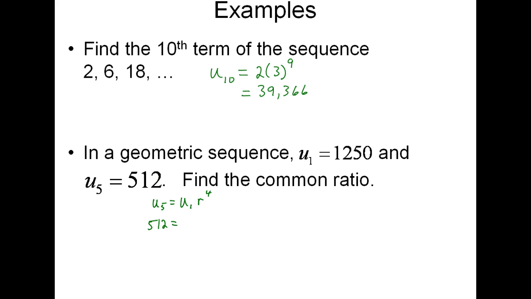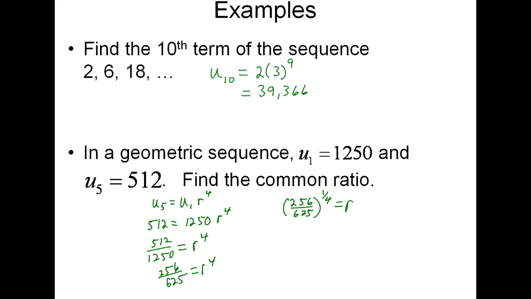So 512 is equal to 1250 times R to the fourth power. To get R by itself, I'm going to divide 512 by 1250 to get R to the fourth power. I'll simplify this: 256 over 625 is equal to R to the fourth power. Remember, I can get rid of the fourth power by raising it to the 1/4 power. So 256 over 625, to the 1/4 power, will be equal to R. And that comes out to be 0.8 according to my GDC. And we know that that is 8/10 or 4/5. So R is equal to 4/5. I got it turned upside down there for a second.